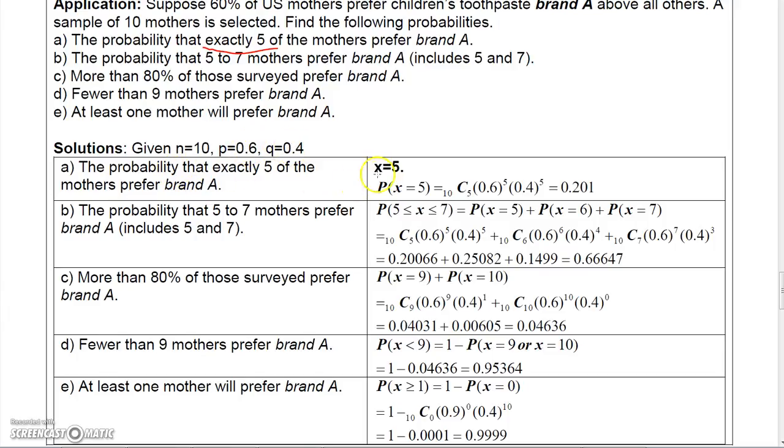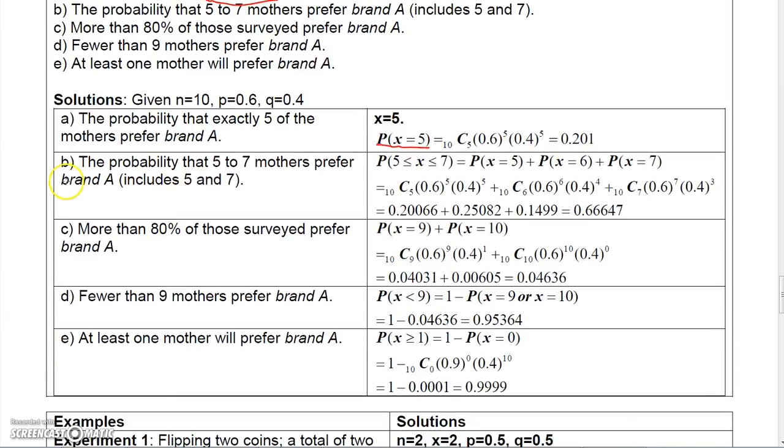The probability that exactly 5, probability X equal 5, would be 10 choose 5 times P, which is 0.6 to the 5th, and then times Q, which is 0.4 to the 5th, and you get 0.201. Now, what about 5 to 7 mothers prefer? Well, for 5 to 7, we'd have to find the probability of 5 mothers, and the probability of 6 mothers preferring it, and the probability of 7 mothers preferring it. So for 5 mothers, we just did that.